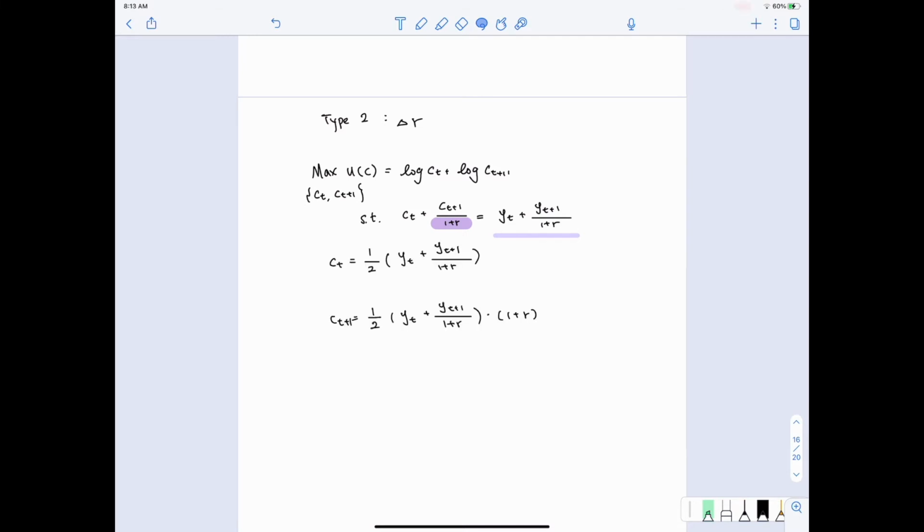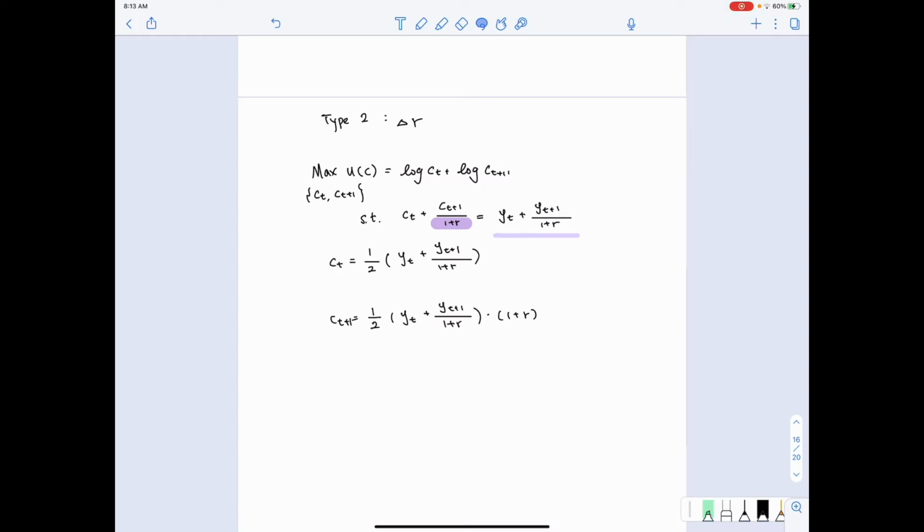it also affects the total present value of the lifetime resources. So the answer to this problem is these two equations below, that is C_t equals a half of the present value of the lifetime resources, and C_t plus 1 equals a half of the present value of the lifetime resources multiplied by 1 plus r.